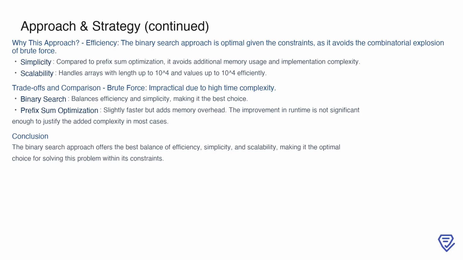The binary search method handles arrays with up to 10,000 elements and values up to 10,000 efficiently, staying well within the problem's constraints. The monotonic relationship between mutation values and the array sum is the key insight that enables this approach, and sorting the array further simplifies the implementation. All things considered, binary search is the most practical and effective strategy for solving this problem, offering the best balance of runtime efficiency and ease of implementation.